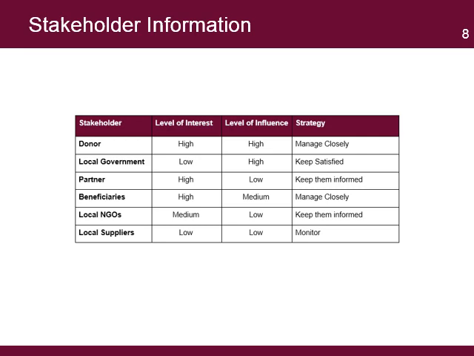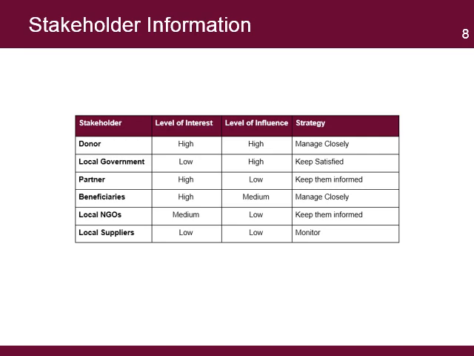A PMIS can capture stakeholder information using a simple matrix. The matrix categorizes stakeholders by their level of interest in the project and the level of influence or power in the project. In this table, the project manager can organize project stakeholders and use information to tailor strategies to build or increase their levels of support and commitment to the project.